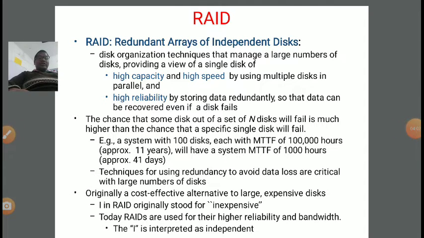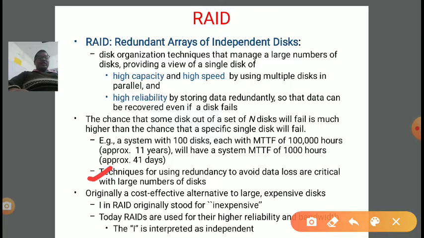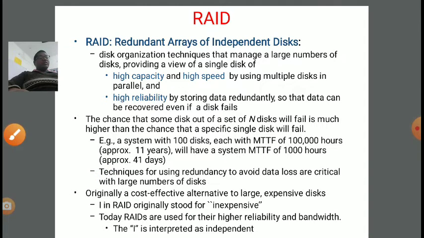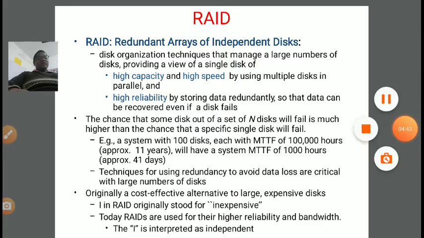Example: a system with 100 disks, each with a mean time to failure of 1 lakh hours, approximately 11 years. 1 lakh hours means 11 years, will have a system MTTF of 1000 hours, approximately 41 days. Very important. Now, techniques for using redundancy to avoid data loss are critical with a large number of disks. Very important. It means the techniques which we are using for redundancy to avoid data loss are very, very critical with a large number of disks.